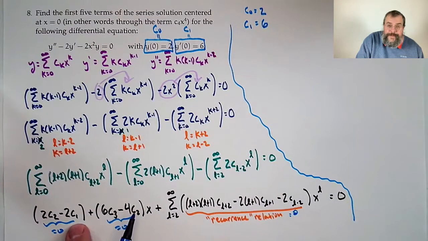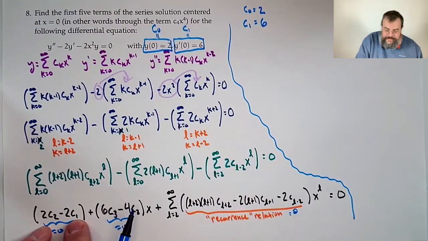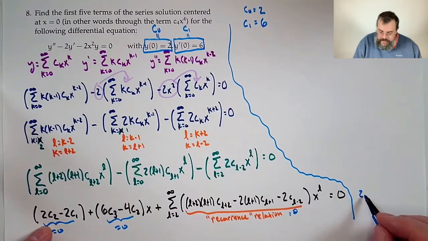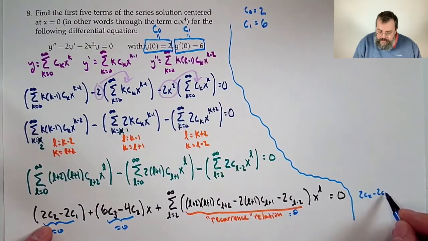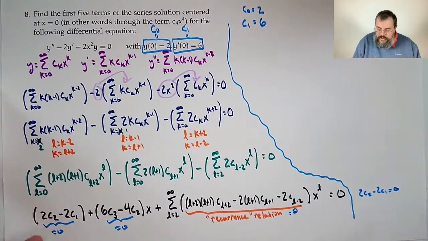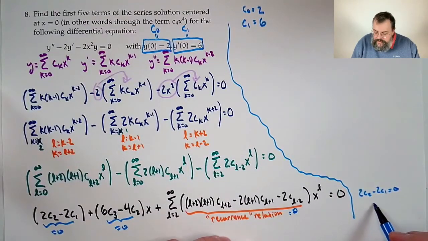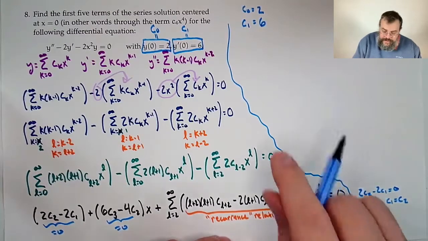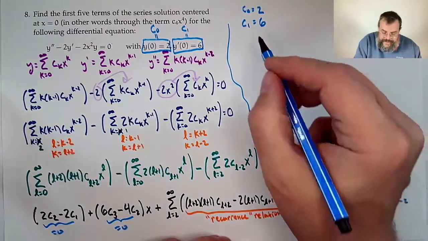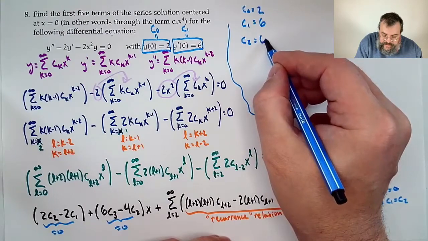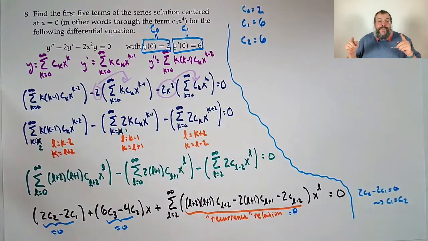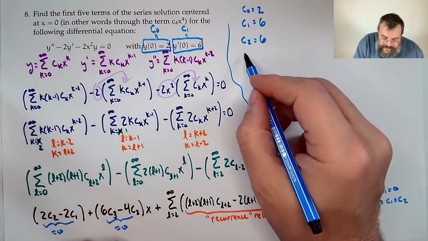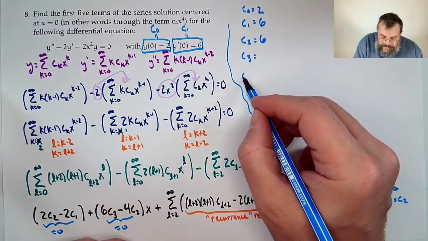Now look here. What does this tell us? So going off our first constant coefficient, we'll work our way over here. 2C2 minus 2C1 equals 0. Well, great. Move stuff around. That says, hey, C1 better equal C2. So I know C1 equals 6. So that says C2 equals 6. Hey, we're getting close. Because remember, we only have to get up through C4. All right. So we have C3 and C4 left.